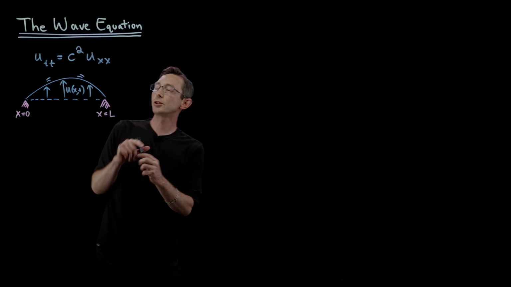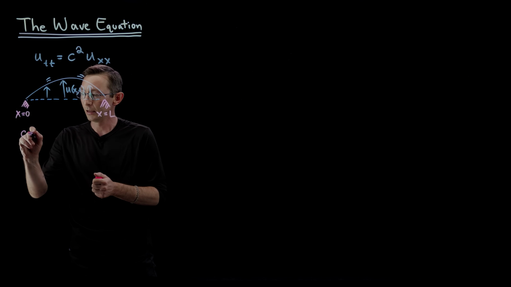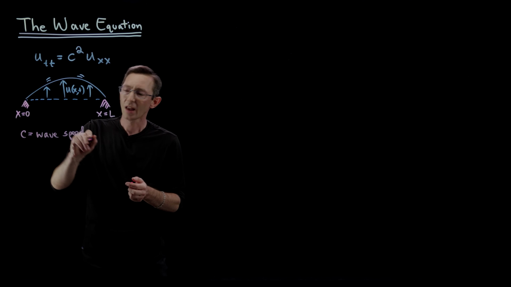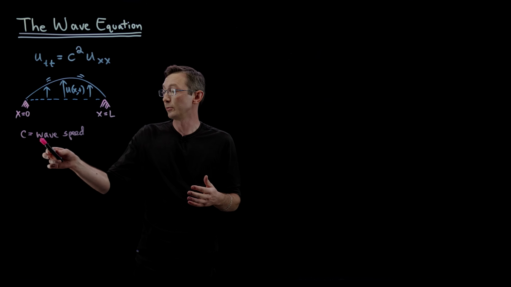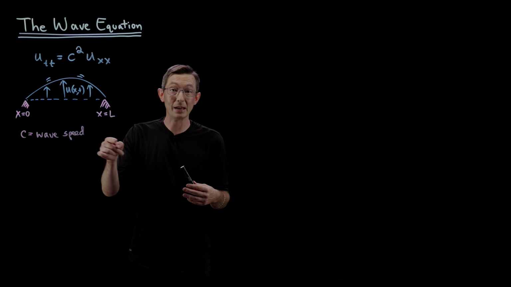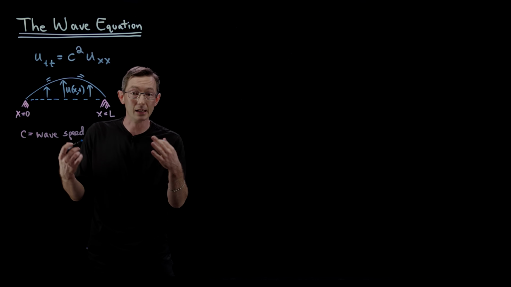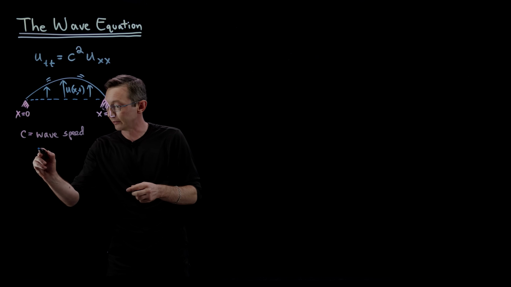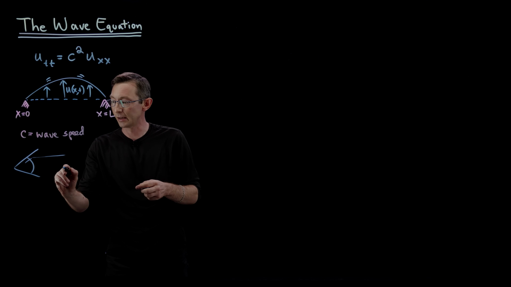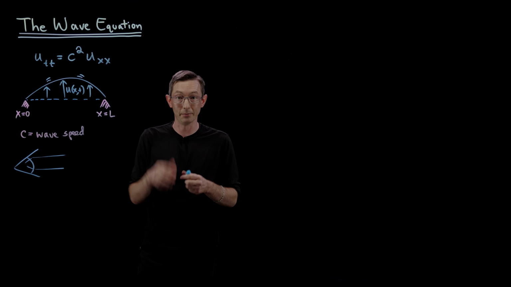I should mention that this c here is the wave speed, so I'll make note of that: c equals the wave speed. If we're talking about acoustic waves, this would be the speed of sound in the fluid medium. If we're talking about optics, this would be the speed of light in a given medium. So that's another example: optics. Let's say this is my eye, and I have light coming in from some source and bending through the optics of my eye to hit my retina.